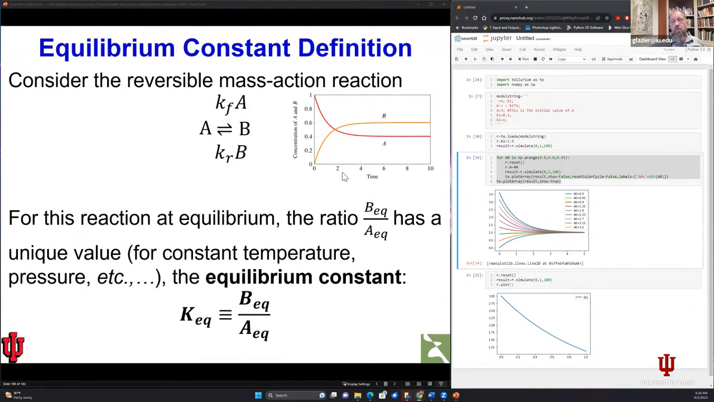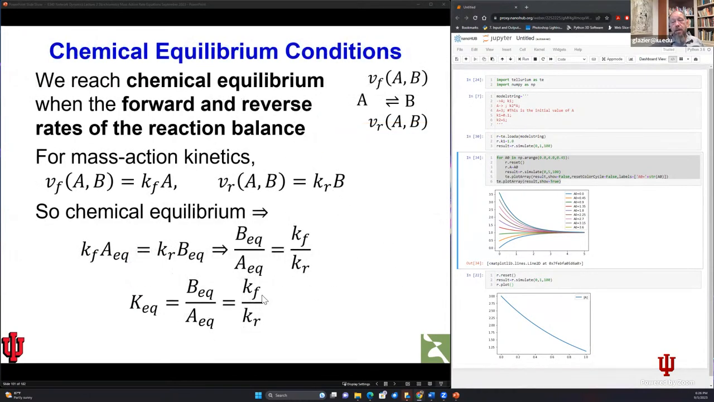I can ask the question, what are the values of B and A at equilibrium? I can solve that by setting the rates to zero. And I find that the ratio of B equilibrium to A equilibrium is K equilibrium, and that's given by K forward over K reverse. The bigger K forward is, the less A I'm going to get at equilibrium. The bigger K reverse is, the more A I'll get at equilibrium.